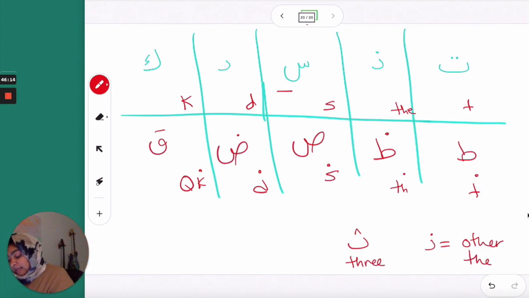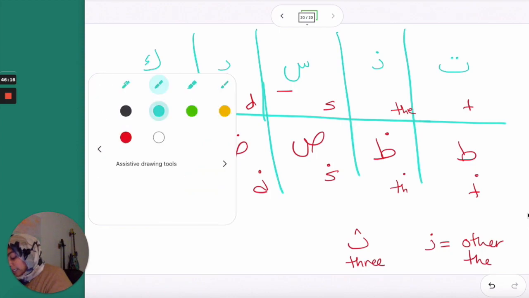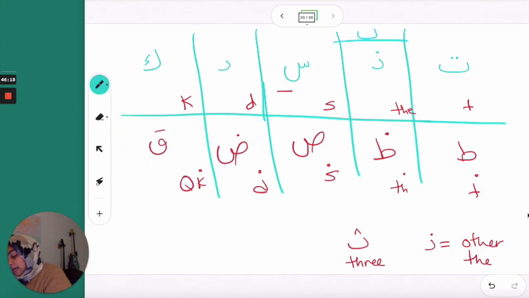Okay? And the letter tha, I'll just put here because it's not the same, but people tend to get it confused. This is like the word three, and it's a light tha. There's no friction. It doesn't have a heavy version. It just happens to be a different type of TH sound. So dhal and zha, those are the two that correspond with one another.